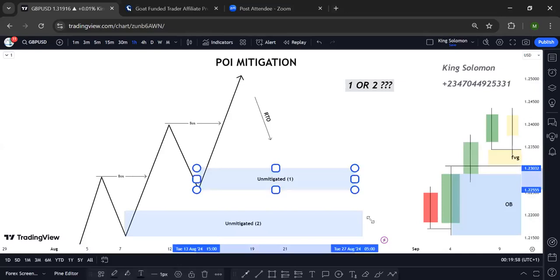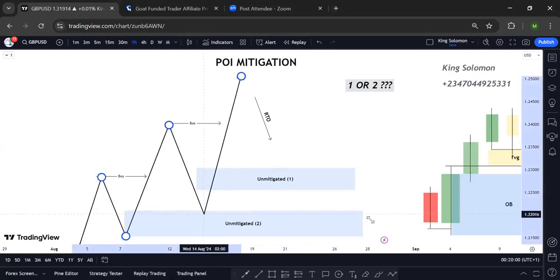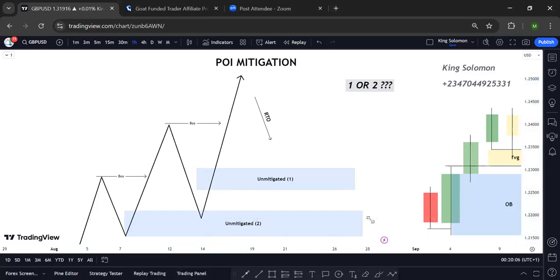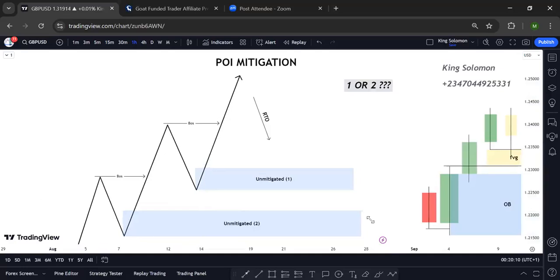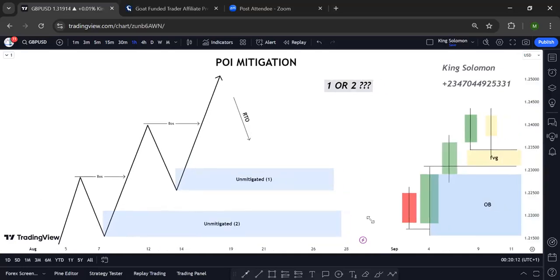If this low actually came like this to tap into this zone, it would have been called, what? A mitigated zone. But then since it has not happened, this is what? An unmitigated zone, right? An unmitigated zone. Now, the question is always, so am I to use this one or to use this one? Now, something you should know is, while marking out your various points of interest in the market, you want to make sure that you're trading in respect to liquidity, right?